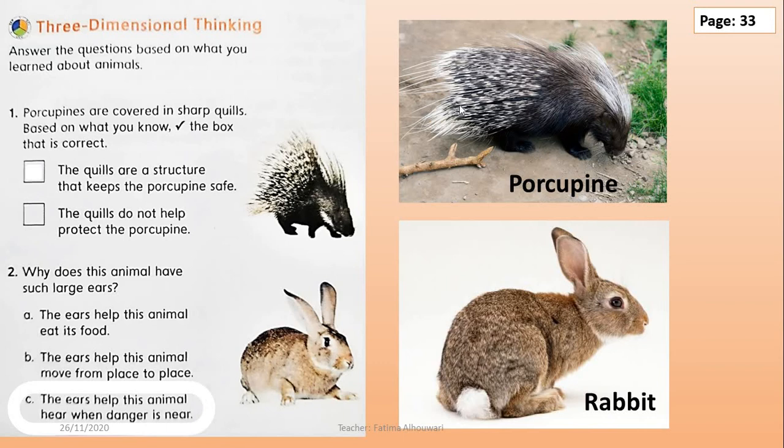Now let's answer the question. Porcupines are covered in sharp quills. Here they are. The same here. Based on what you know, tick the box that is correct. Let's see. The quills are a structure that keeps the porcupine safe. What do you think? Is this true or false? Of course, that's right. These quills keep the porcupine safe.